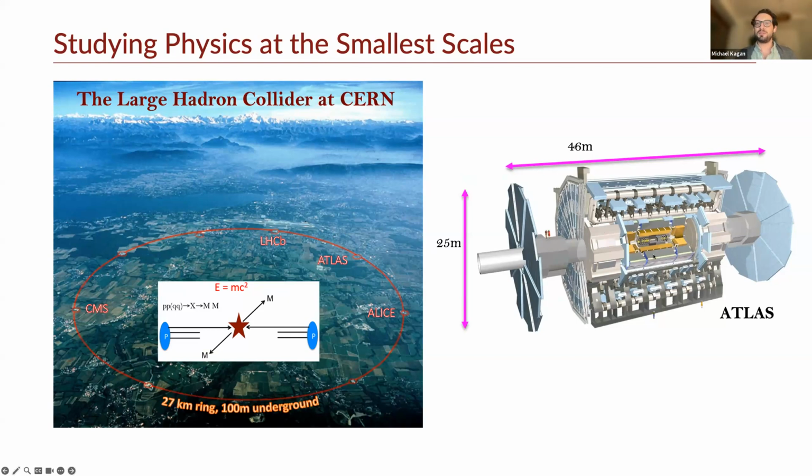And this detector is built of layers of different kinds of detectors, sub-detectors, if you will. It's sort of like an onion where each of these layers helps you identify different kinds of particles.